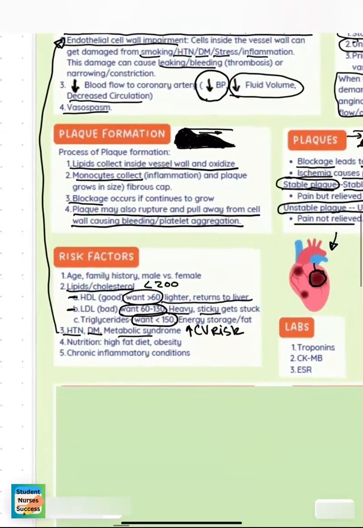Nutrition, a diet high in fat, increases our risk factor, and obesity does as well because it increases our cholesterol. We also know that chronic inflammatory conditions also increase risk of cardiovascular disease.